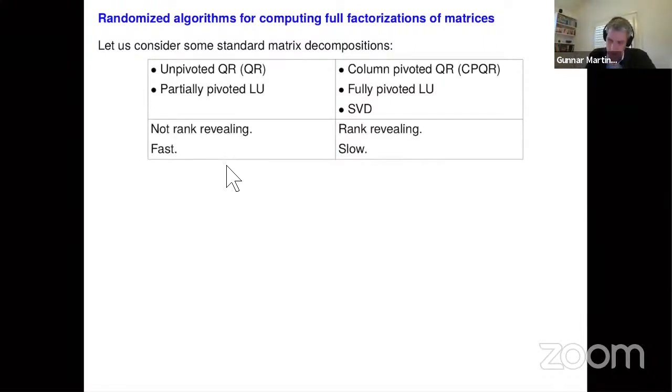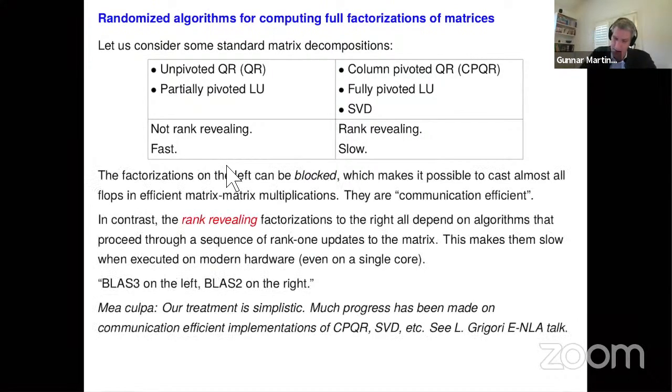In the next part of the talk, I'll talk about techniques for computing full factorizations of matrices. To start, I've grouped these into factorizations on the left that are not rank revealing, and rank revealing factorizations on the right. The critical difference is that the non-rank-revealing factorizations are quite easy to block, so you can implement them very efficiently on modern hardware. You can cast basically all flops as BLAS 3 operations as opposed to BLAS 2. But certainly the two that I circled there are not rank revealing at all.